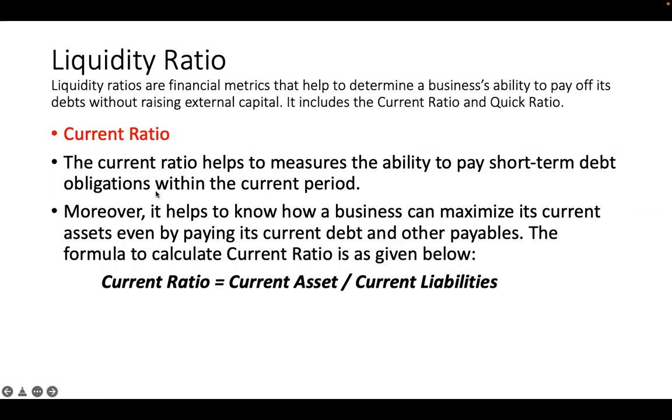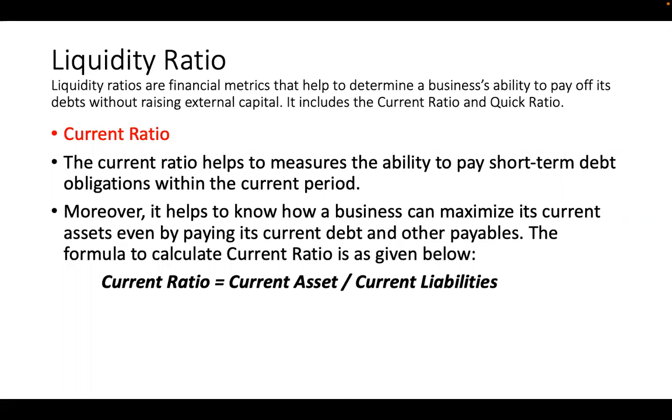The current ratio helps to measure the ability to pay short-term debt obligations within the current period. If a company has taken a quick loan, for one year or within the current financial year, it would come under the current ratio. Or the company has bills payable, or needs to pay interest or rent. These are the current obligations which a company needs to pay within the stipulated time, typically a financial year.